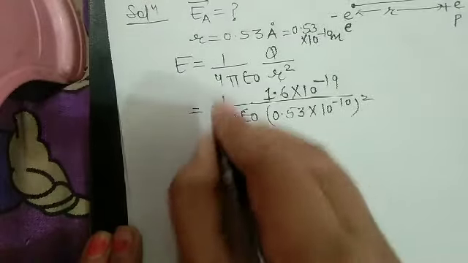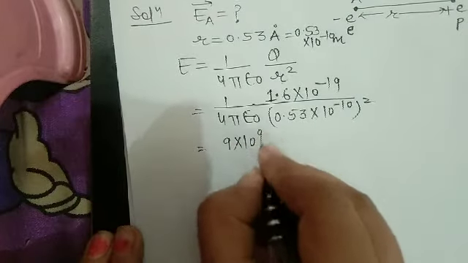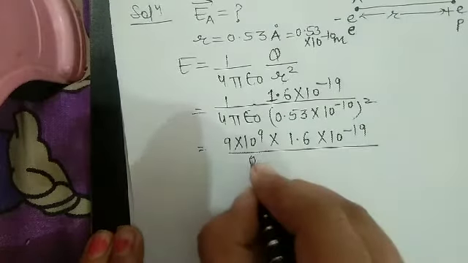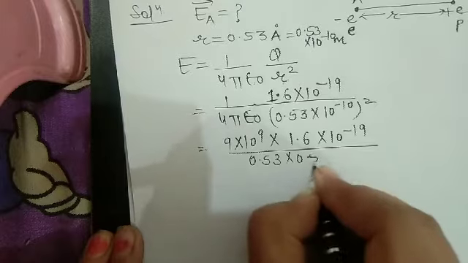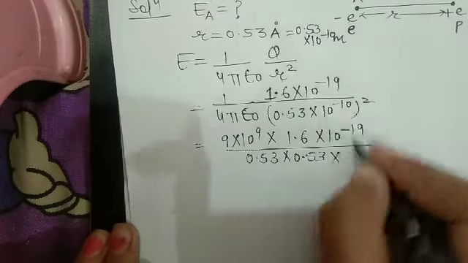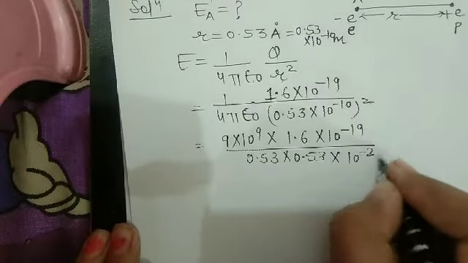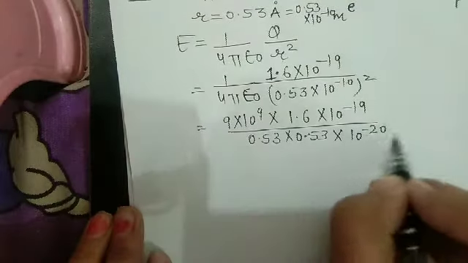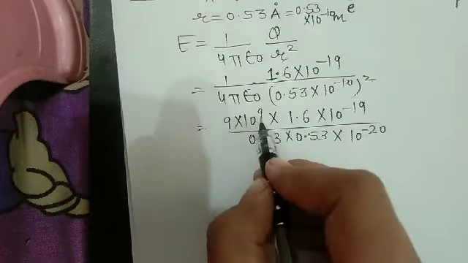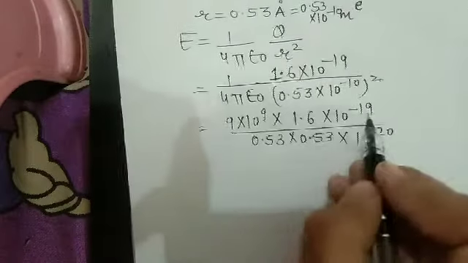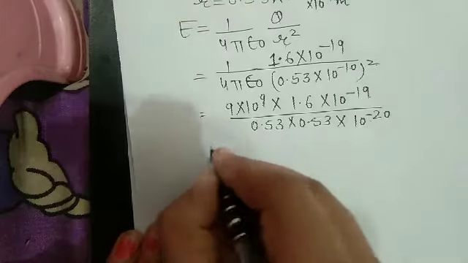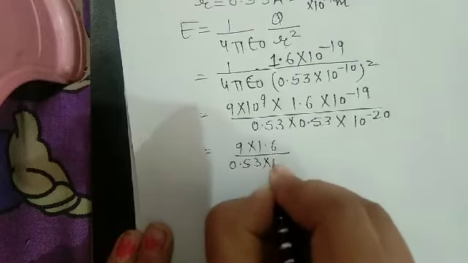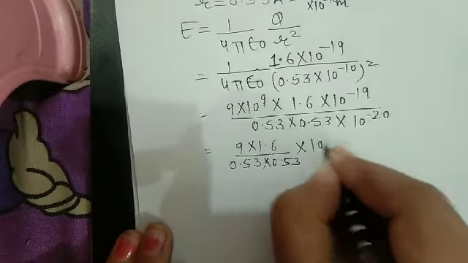Now solve. 1 upon 4 pi epsilon naught is equal to 9 into 10 raised to power 9, times 1.6 into 10 raised to power minus 19, upon 0.53 being squared, multiplied 2 times, and 10 raised to power minus 10 square, it means 10 raised to power minus 20. Clear up to now? Now we have to solve. The 10 raised to power minus 20 goes to the numerator, it will add with this 9, 9 minus 19, that will be 10 raised to power 10. So 9 into 1.6 upon 0.53 into 0.53 into 10 raised to power 10.